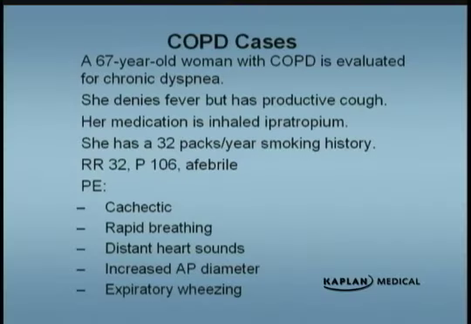So here are a couple cases. A 67-year-old woman, this was the case before, with COPD, is evaluated for chronic dyspnea. She denies fever, but has productive cough. Her medication is inhaled ipratropium. She has a 32 pack-year smoking history. Her respiratory rate is 32. Her pulse is 106. She's febrile. She's cachectic. She has rapid breathing, distant heart sounds, increased AP diameter, and expiratory wheezing.